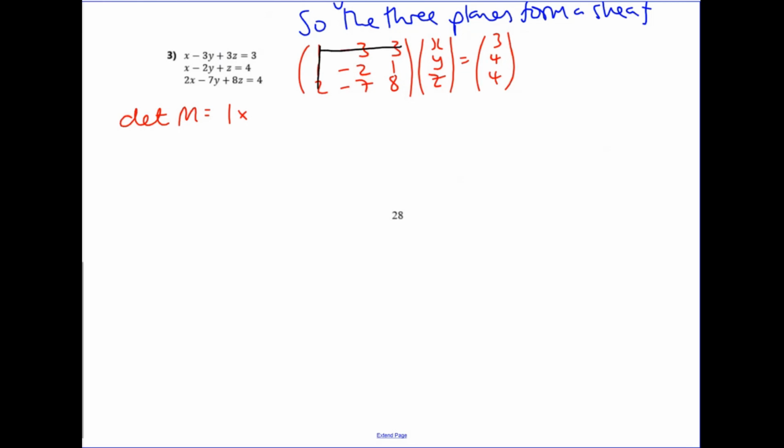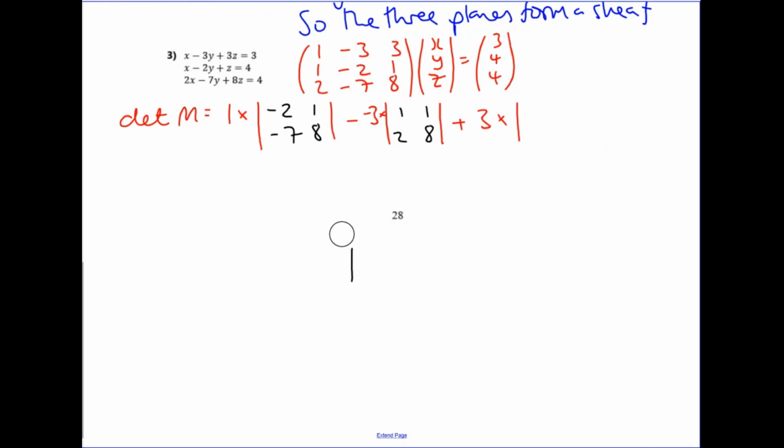So for 1, cross out the row and column that it's in, and do the determinant of the remaining numbers. Then minus 3 times its minor, it's minus, so cross out the row and column, and the determinant of 1, 1, 2, 8. And then plus 3, and its minor. Cross out the row and column. Get 1, minus 2, minus 1, minus 7.